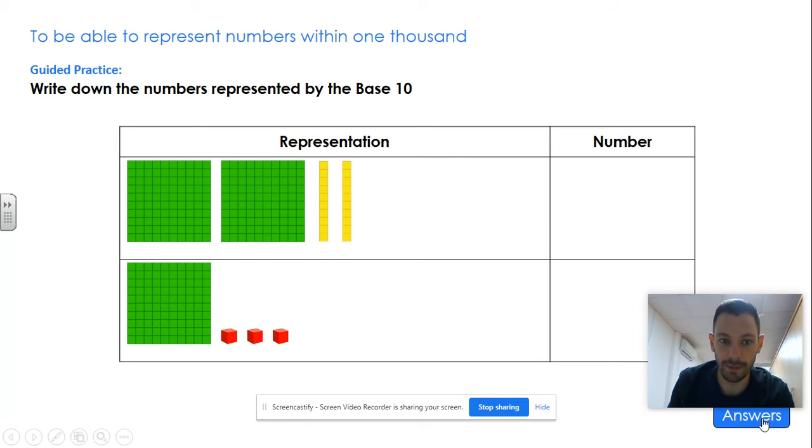We have another example now. Okay, so I'd like to pause the screen and have a go at this. Okay, let's see how we got on. So our first example, we've got 100 and 100, so we have 200. Then we have 2 tens, so we have 220. And our example, we have 100 in green, and we have 3 ones, so we have 103.